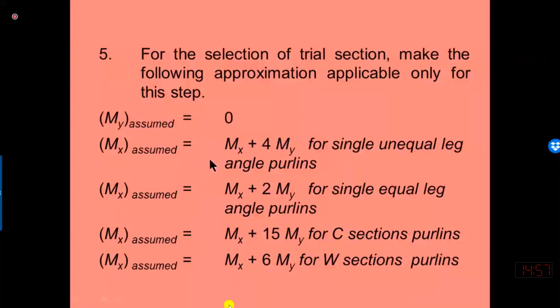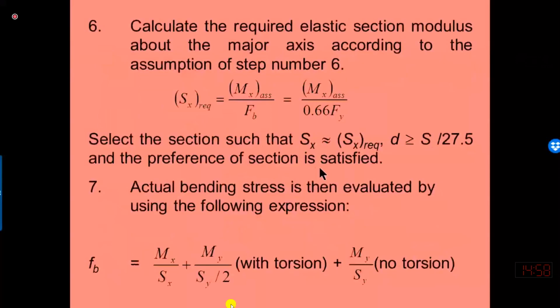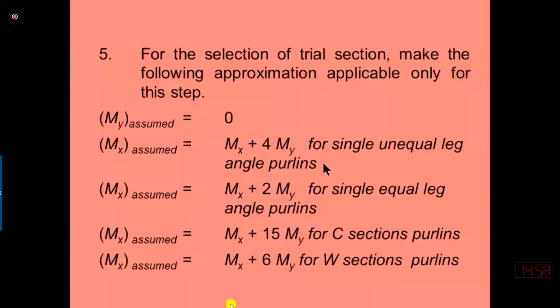So in most of the cases we always design a single angle unequal leg Perlin. So equal leg Perlin is not recommended because if we are having unequal leg, the vertical leg will be placed along the depth direction and the shorter leg will be placed maybe in transversal direction or parallel to the top chord. So if we are designing Perlin as a single angle unequal leg Perlin, then we have to use this formula. So we will convert the Mx and My into the equivalent Mx.